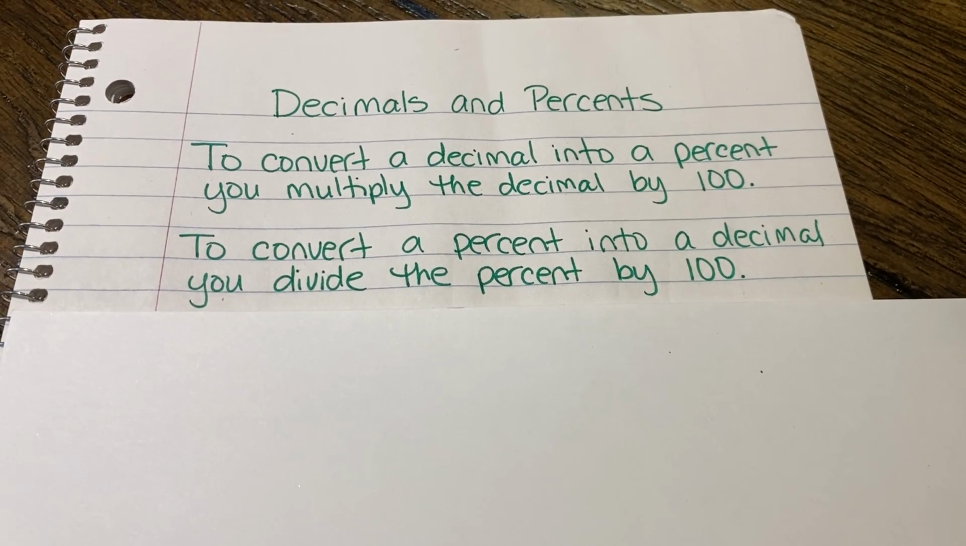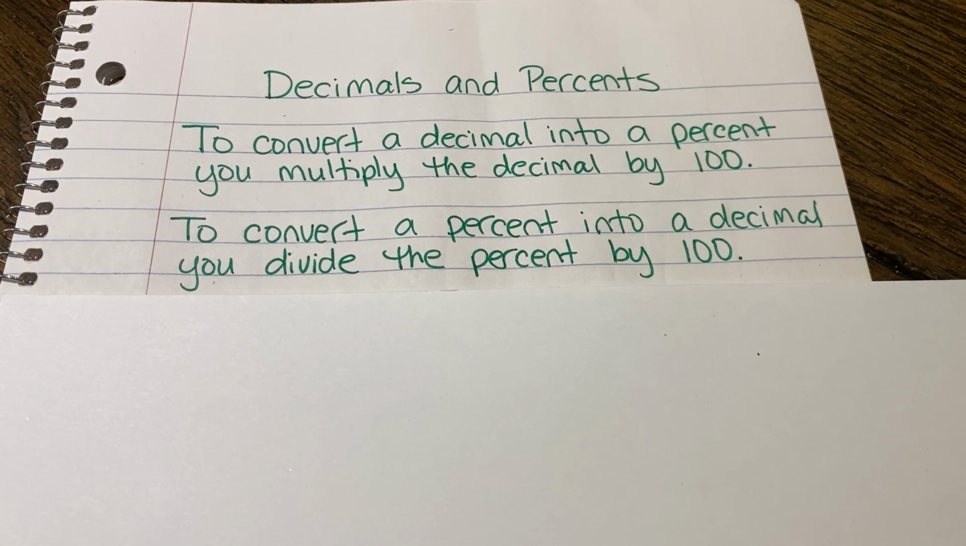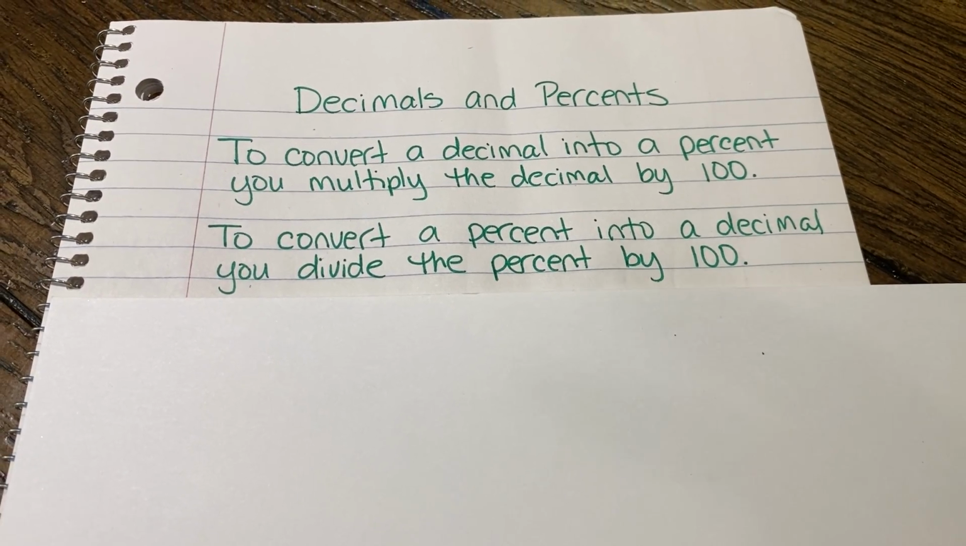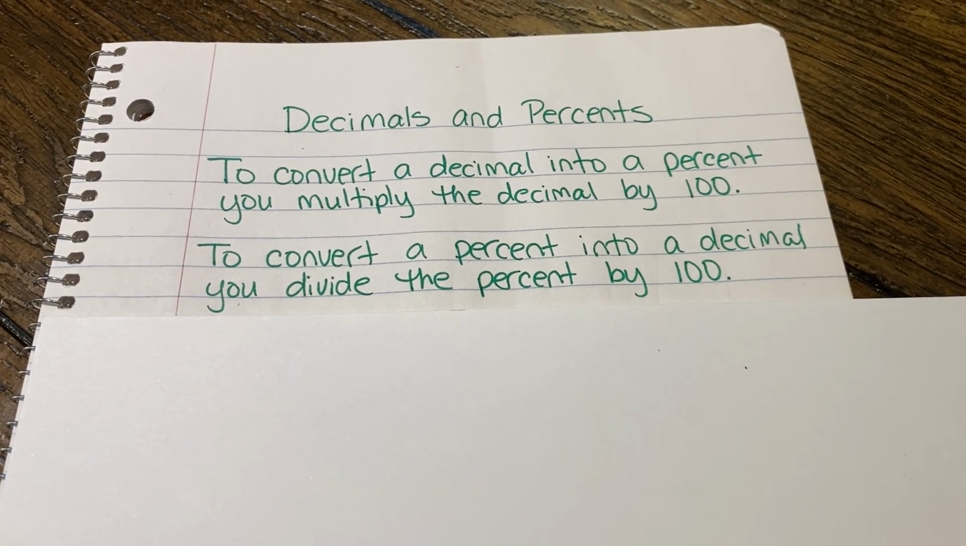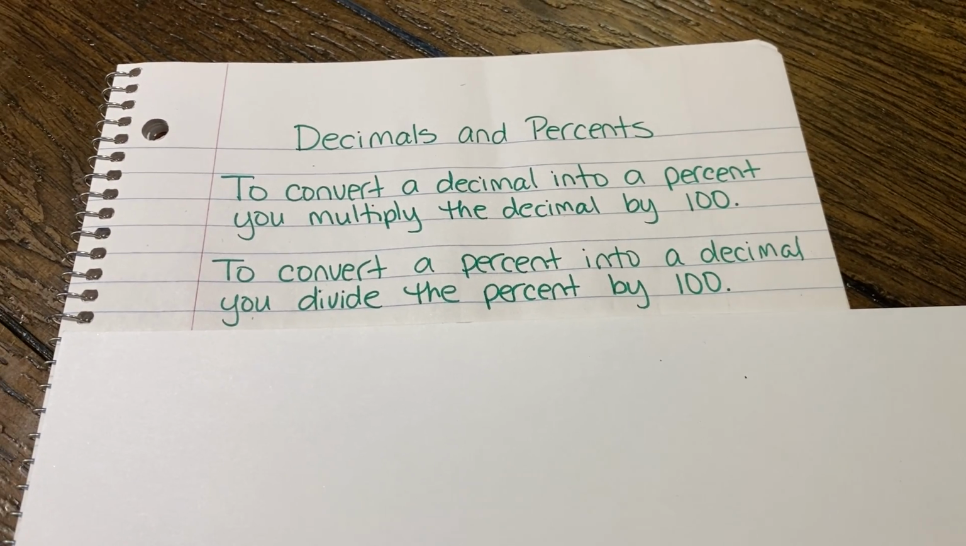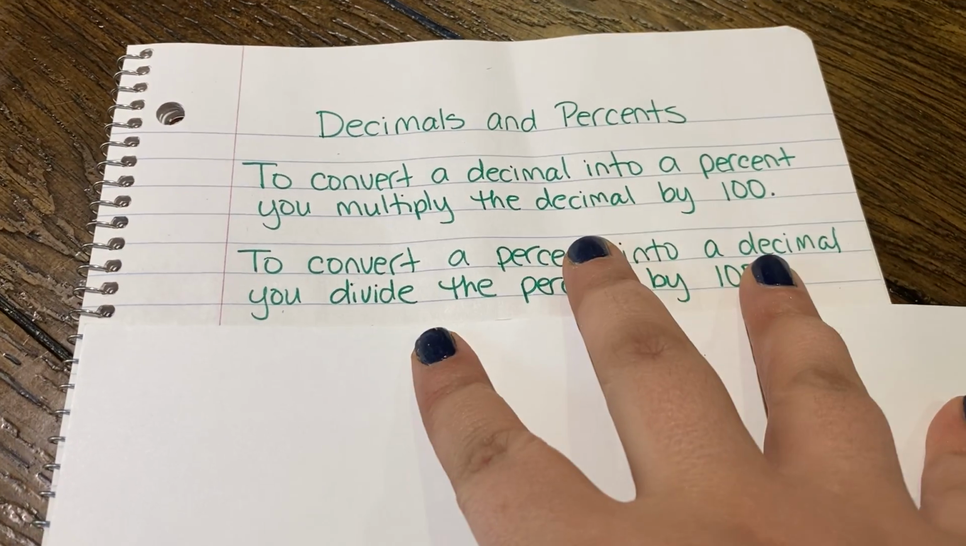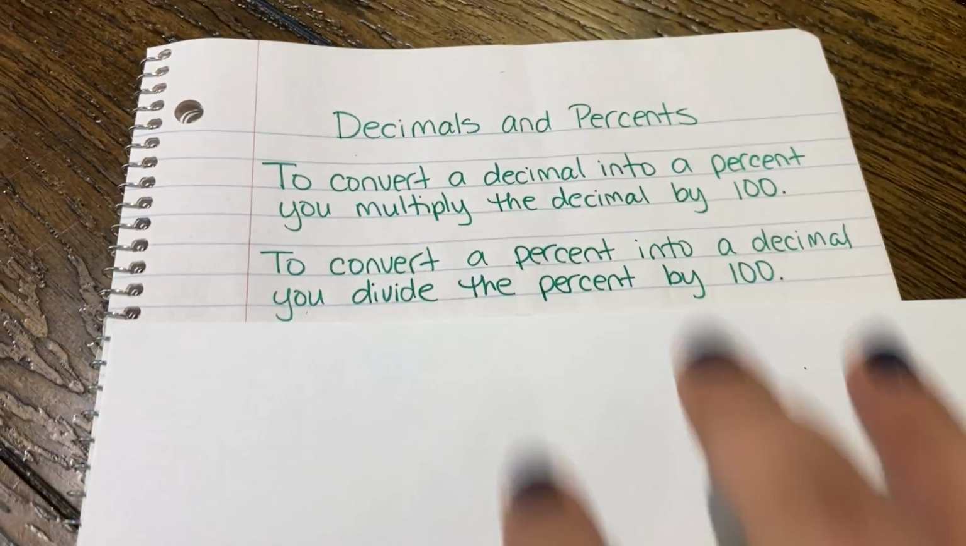But who really has time to sit there and multiply or divide by a number like 100? So we are going to use a little shortcut, which we've done before, which is simply moving the decimal either 2 places to the right or 2 places to the left. All right, so let's look at which one we do.